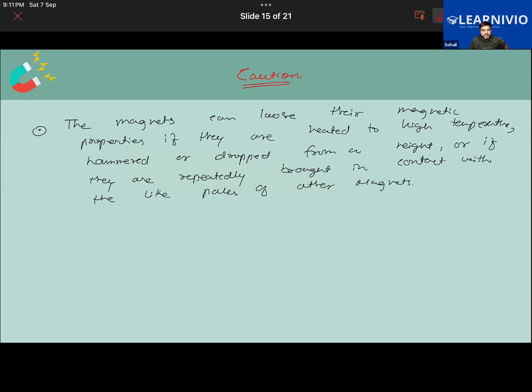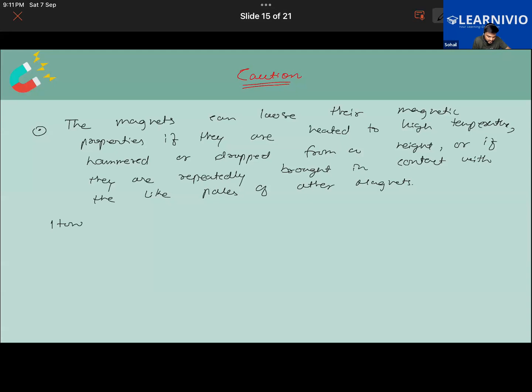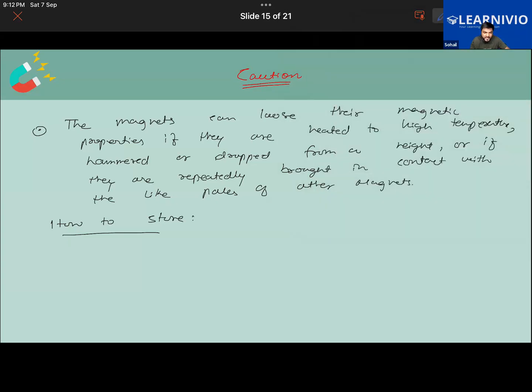Sir, then how should we be storing them? If we hammer the magnet, will the magnet break? Obviously the magnet will break, but if you go on to hammer it continuously, then after some time it will lose its property. Or if you were to heat it, it will lose its property. Also, if they are not stored properly, they will lose their property. The question is how to store the magnet. First of all, write down the first paragraph, then we're going to learn about how we have to store the magnet.